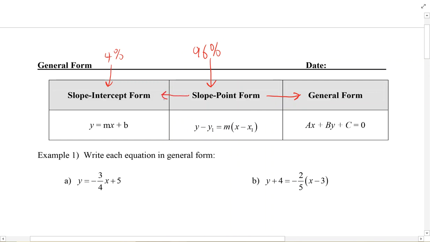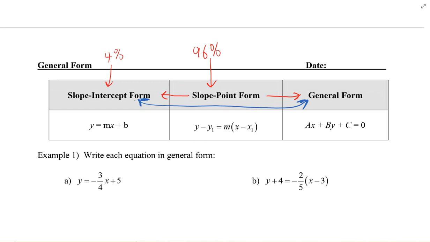You can go from slope-intercept to general form. You can do that very easily, and you're going to be doing a lot of that. But you can't go into slope-point, okay? From slope-intercept or general, you cannot change it into slope-point. You can only start there, all right?